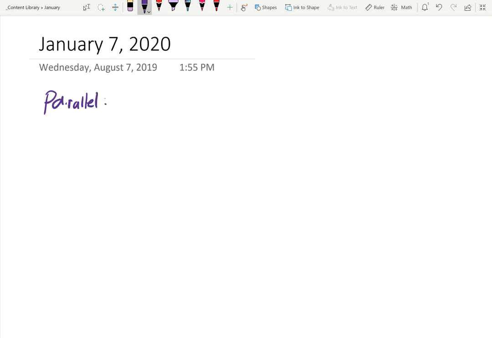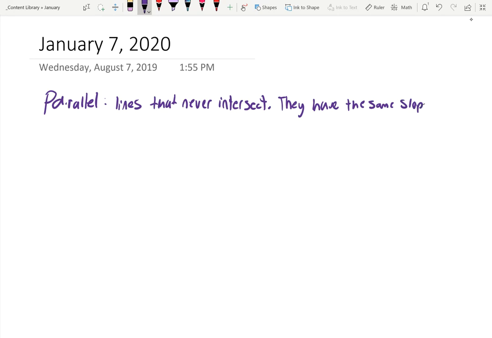Parallel lines are lines that never intersect. A note that's interesting about these is that they have the same slope, but different y-intercepts.